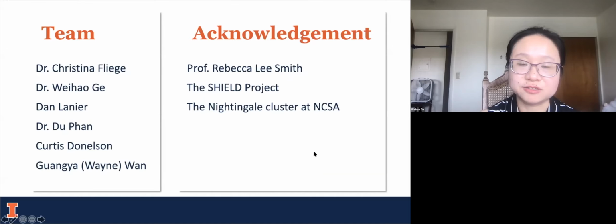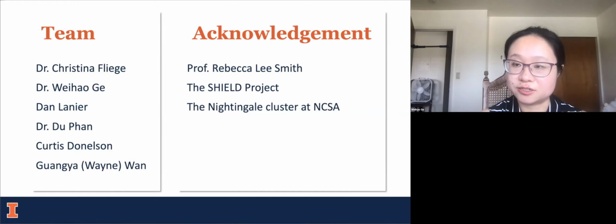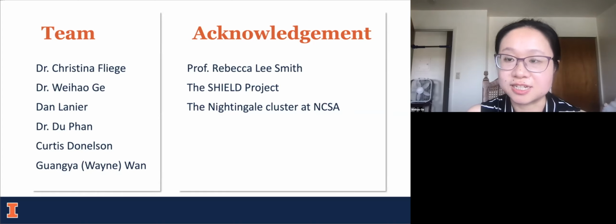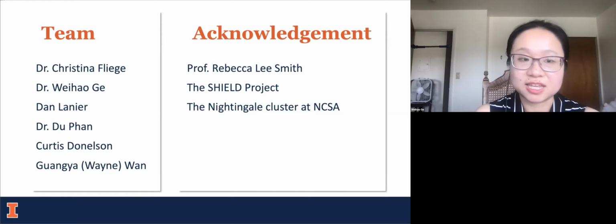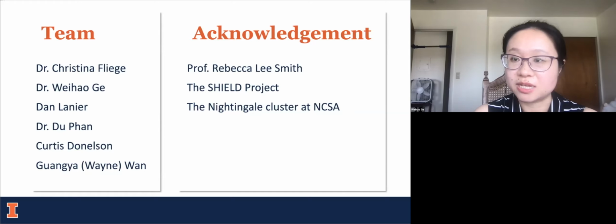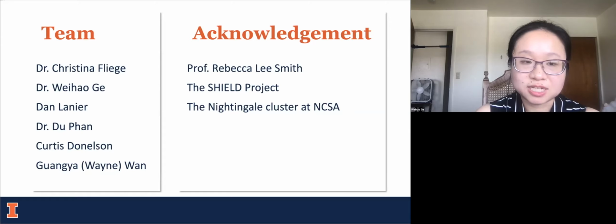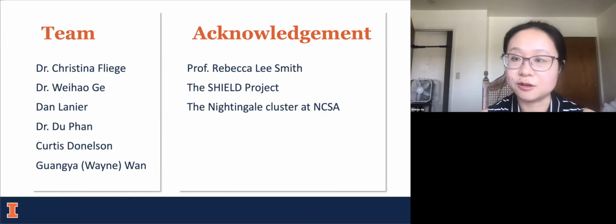So our team includes Dr. Christina Flick, who worked to organize the team and also negotiate with the different parts of the campus to get us access to the data and get us access to the cluster and everything. And also me, leading the science parts of it. And we have Dan Lanier, who is now retired, who was a former member of the NCSA genomics team, who performed most of the coding part in the pre-processing code.